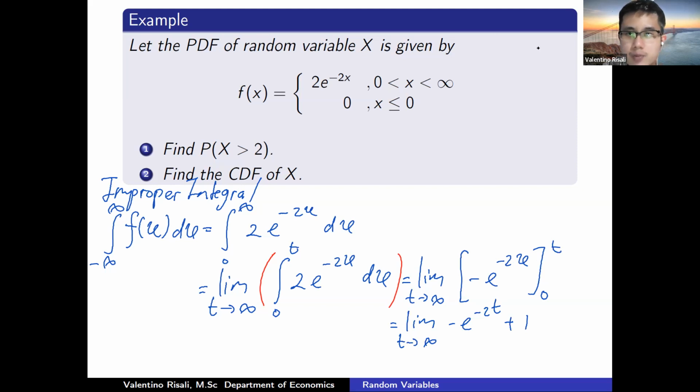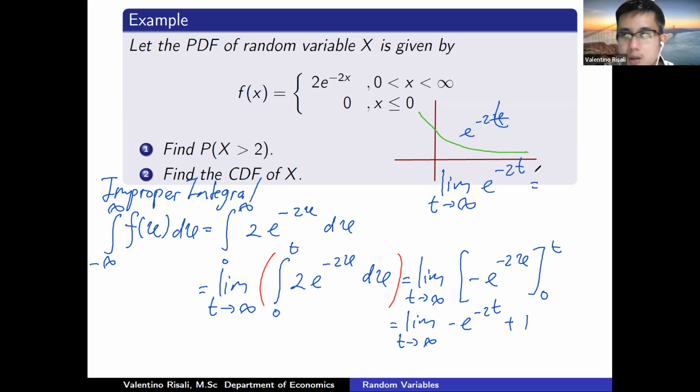And of course, from our graph, the graph of e to the power of minus 2x looks like this. So for this limit, when t goes to infinity, the function tends to 0. So the final answer is 1.